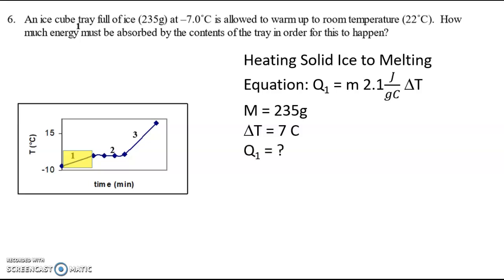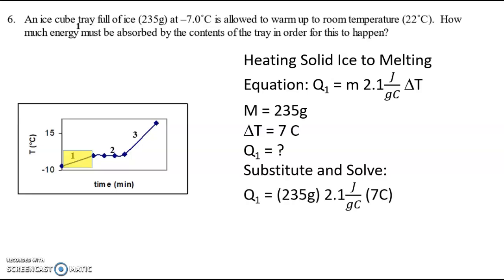And we're trying to find our energy. So we're just going to substitute and solve because our equation's already solved for energy. So we put in our 235 grams for mass, our 7 degrees for our delta T, and we have our heat capacity. So our grams is going to cancel, our degrees Celsius is going to cancel, and it's going to leave us with joules, which is what we want. So our joules for that step, just the warming up the ice, is about 3,454.5.